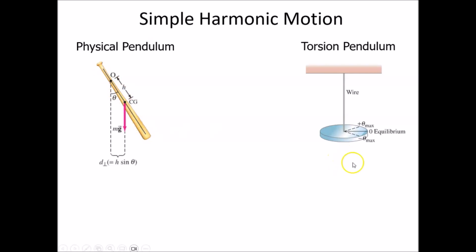Another one's called a torsion pendulum, and what that is, is this thin wire here, and we twist this bottom part here a little bit and let it go, and it kind of goes back and forth.